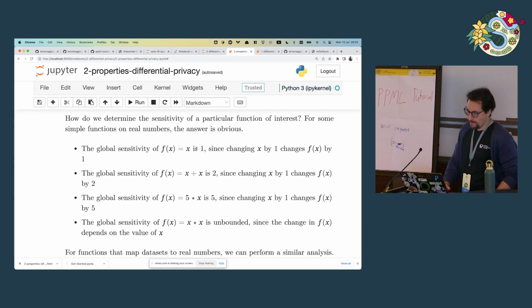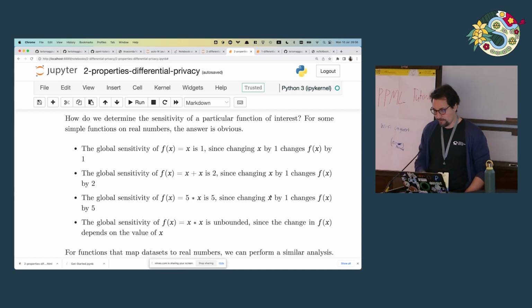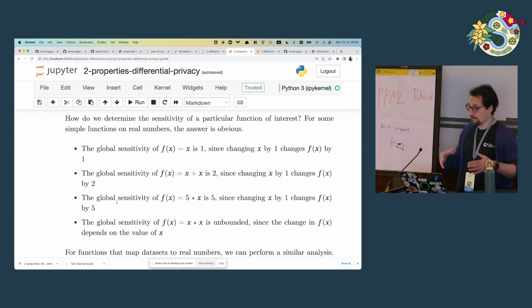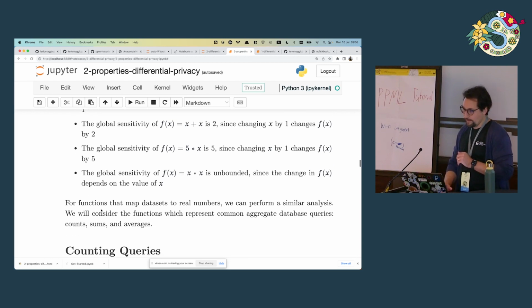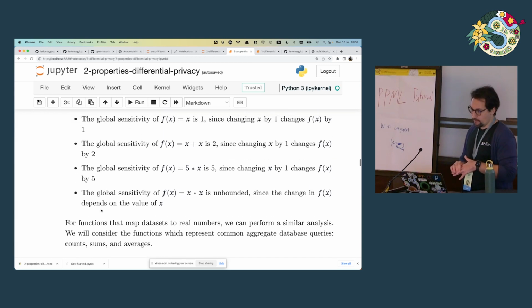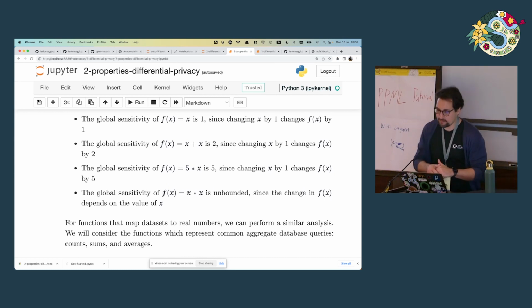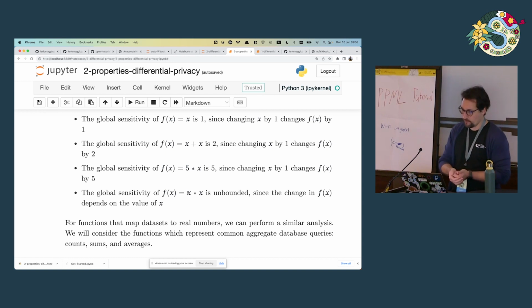So this is the whole scenario we're considering. And for functions that map datasets to real numbers, we can perform similar analysis. What we're going to do now is consider different kinds of queries, and counting queries are the simplest one we can deal with, because we already know that by definition they have a sensitivity of 1, for the same reason I explained already. So let's say we want to count in the dataset how many people are in this dataset. Sensitivity of 1: counting the rows where the property is true.